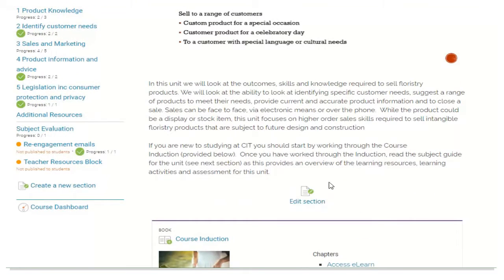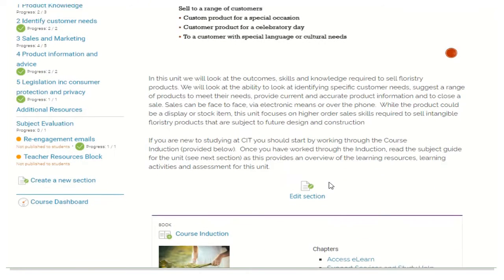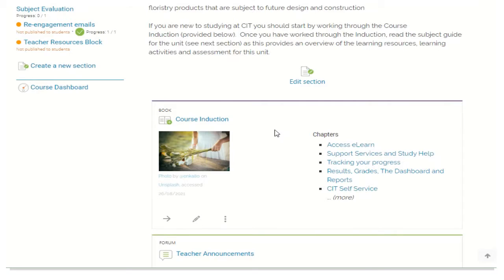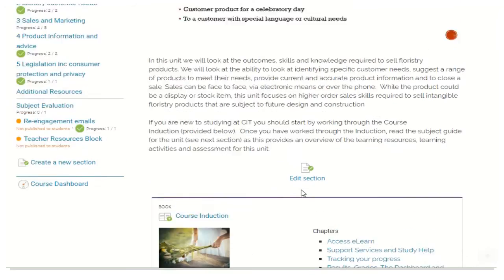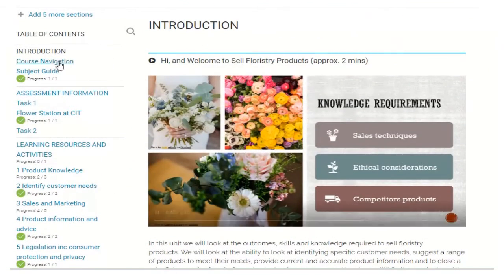Underneath that, we're going to provide obviously a course induction, so it explains to them how to navigate eLearn, what their results are going to be, and the teacher announcements. Down the left hand side, all of these are fairly consistent. We always start with the introduction, the course navigation, the subject guide, the assessment block, and then the learning activities.